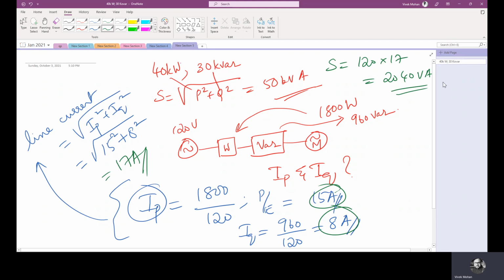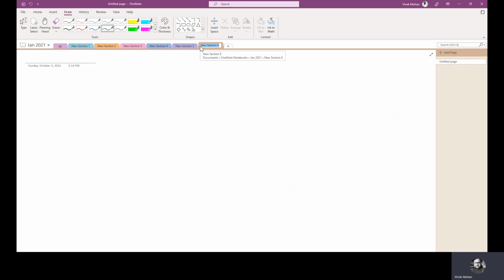Now if you want to find the phase angle between E and I, E is the reference, I is the resultant current. So that will give you theta. So theta equals tan inverse what? Q by P, which is equal to tan inverse of Q, which is 960, divided by P, which is 1800, which is equal to 28.1 degrees. Okay. Now one more example.